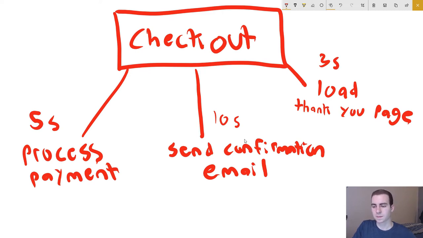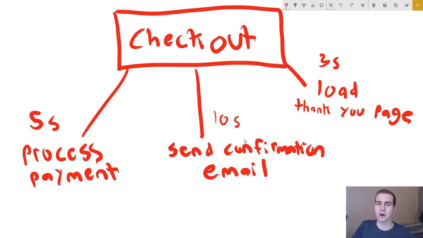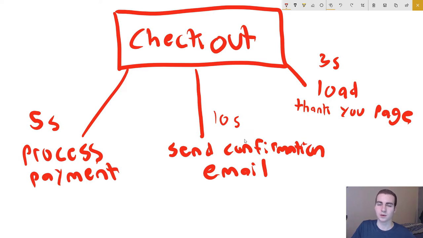Now, let's think. We can't really send them a confirmation email until this payment's been processed. So until they validate the Visa or whatever the card is, we can't really do any of these other threads until that is complete, because if it doesn't work, then we have to tell them something else, right? So this needs to happen before we can do one of these two. That's just important to understand.